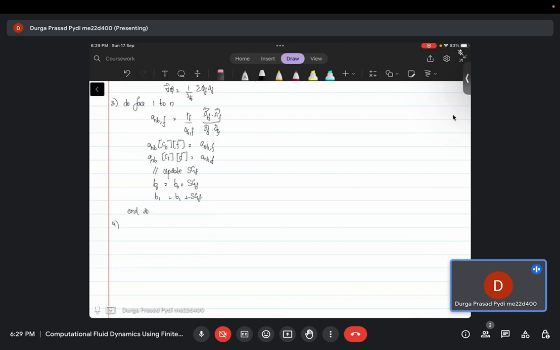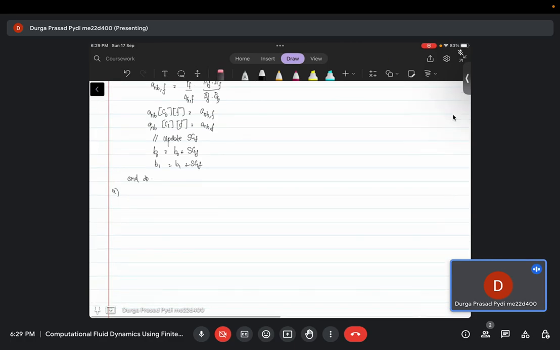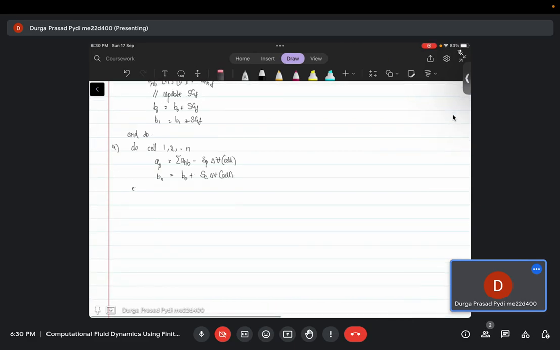Once you know the values of gradients and once you have compiled them into this set of equations, now you write the equations for the complete cell. So that is your AP term. You'll go cell by cell. And then you can write AP as sigma of A_nb, that is all the neighboring cells, minus your source term of that particular cell. And your B0 now will have another contribution from the source term, and then you just come out of this.